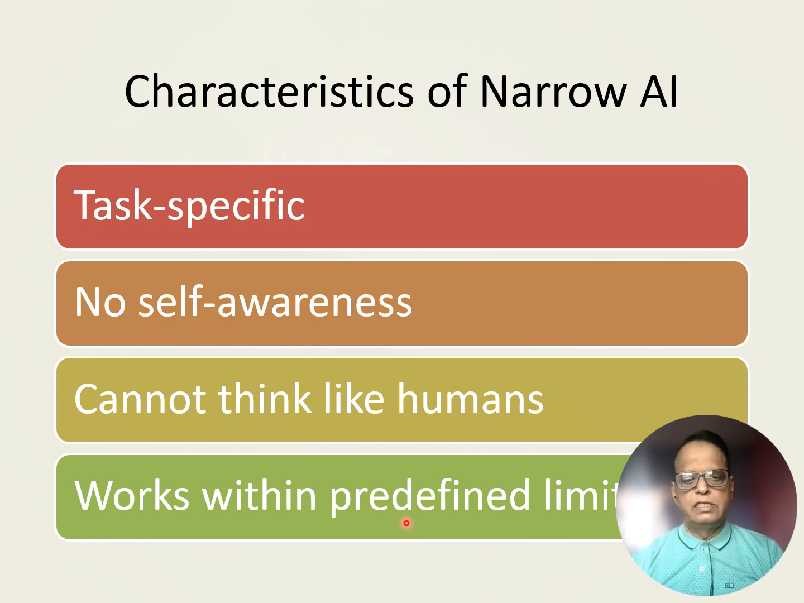There are certain characteristics associated with narrow AI. It is task specific, designed for only one particular task. This AI does not have any self awareness, and it cannot think like humans. One has to understand that the AI applications we use in today's life are not like humans. They work within a predefined limit. There is some limit defined for the applications, and only within that predefined limit will these applications work.